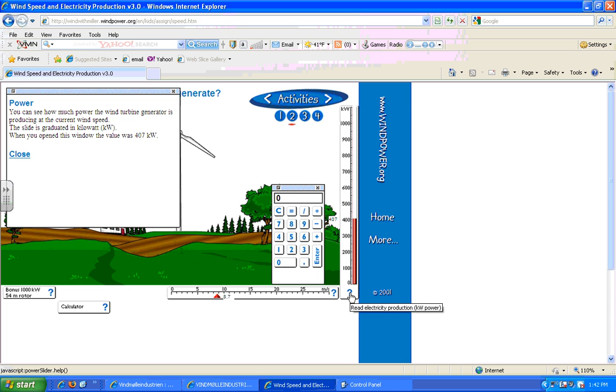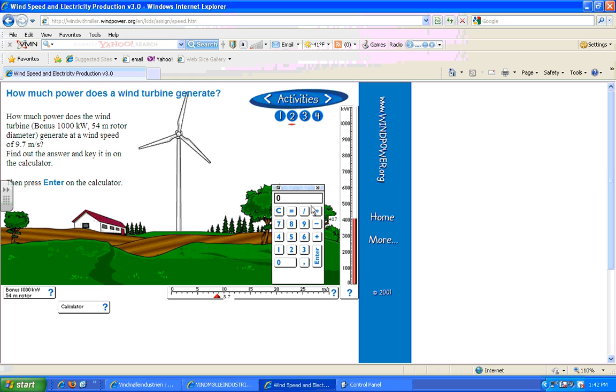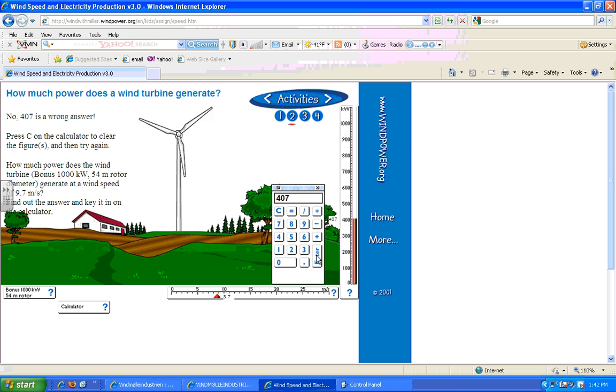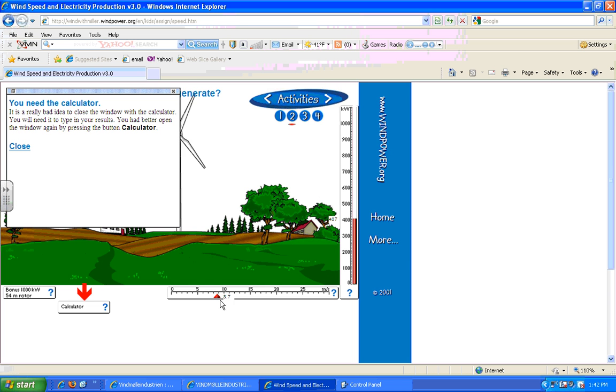Then I have to come over here and look at, this tells how much power it generates. If you click on it, it actually tells you the value is 407 kW. It's kind of hard to read from that scale. So I'll just type that in, 407, enter. What? The wrong answer? All right, let's try this again. Oh, I see. I have to put this at 9.7. I was at 8.7. Okay, whoops.